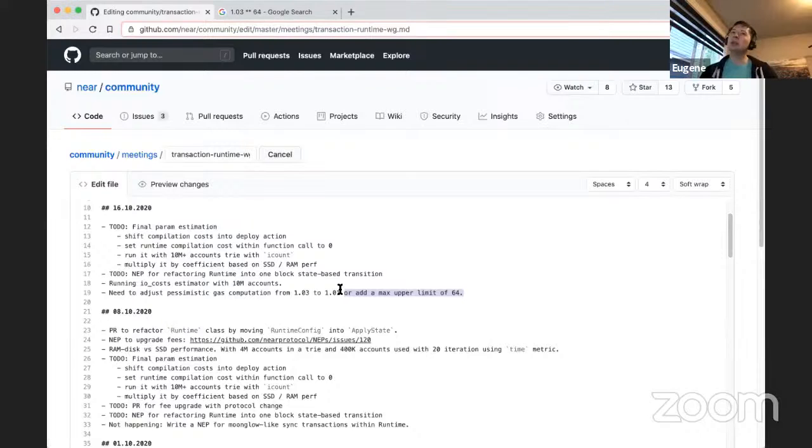Yeah, if you had two different types of gas, one for compute and one for cross contract calls, that would be nice. I just don't know whether it makes sense.